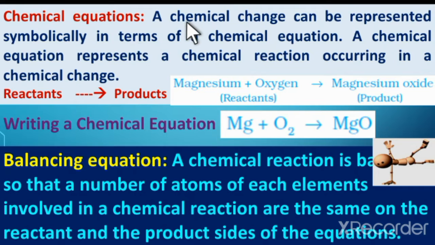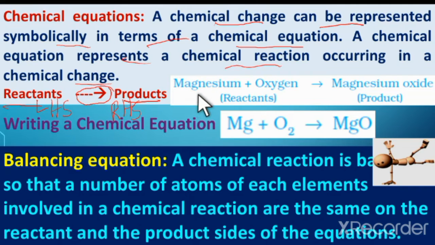Chemical equations. A chemical change can be represented symbolically in terms of a chemical equation. A chemical equation represents a chemical reaction occurring in a chemical change. A chemical equation has two parts: one part is the reactant, the other part is the product. The reactant is present on the left hand side, whereas the product is present on the right hand side, and between the reactants and product there will be an arrow mark that indicates the direction of chemical change.